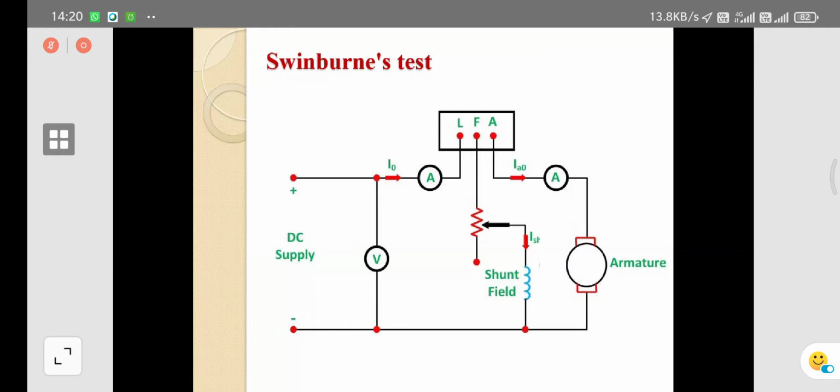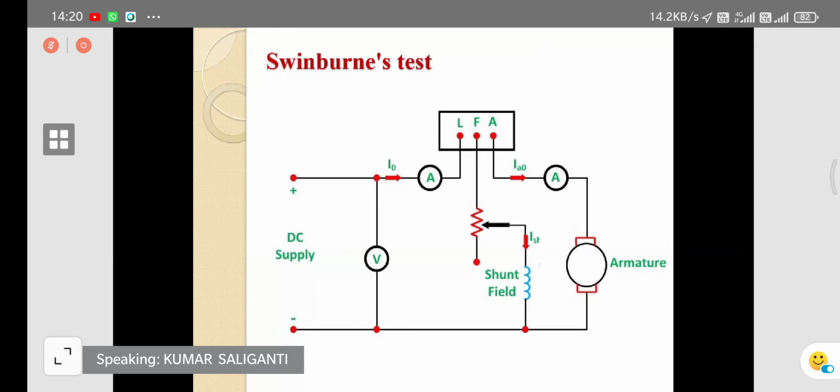First of all, in the test the motor is run on no load at its rated voltage. At the starting, we use a 3-phase starter to limit the starting current, in order to avoid damage to the armature. The starting current is limited when you use the 3-phase starter.